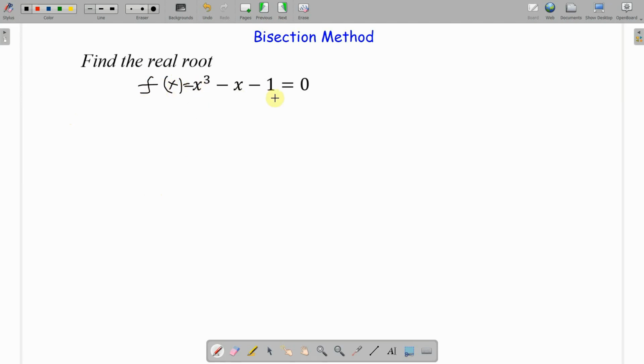This is our f(x). Consider this. Now, for the initial guess I always take 0. This initial guess depends on how good you are at guessing.